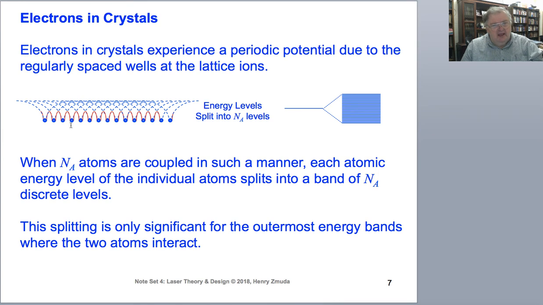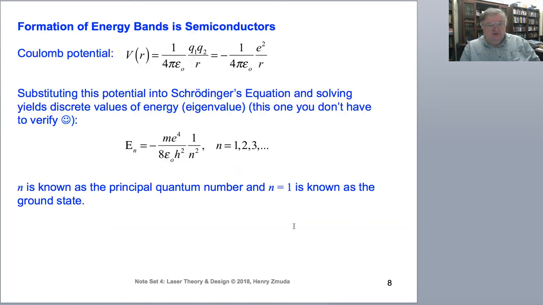And if I do that, I have a periodic array of atoms. The potential forms a periodic function, and what happens is that the energy levels, if you have N sub a atoms, they split into N sub a levels. When N atoms are coupled, each atomic level of the individual atom splits into discrete levels. That splitting is really only most significant for the outermost energy bands where the wave functions interact. The inner electrons, the inner bands, are shielded by the outer electrons, and so it's really just the outer electrons that matter.